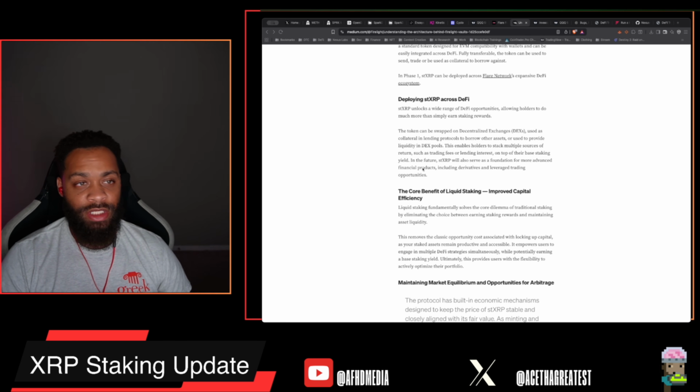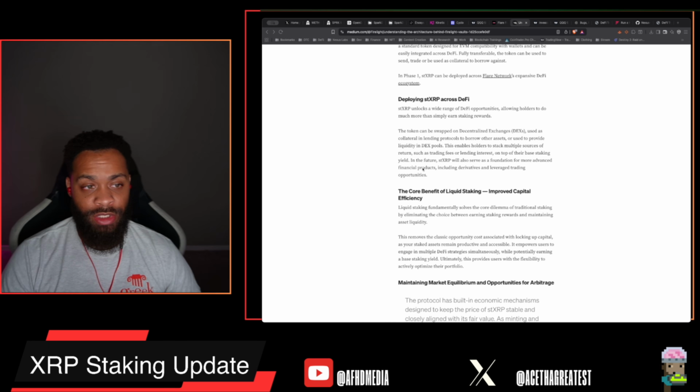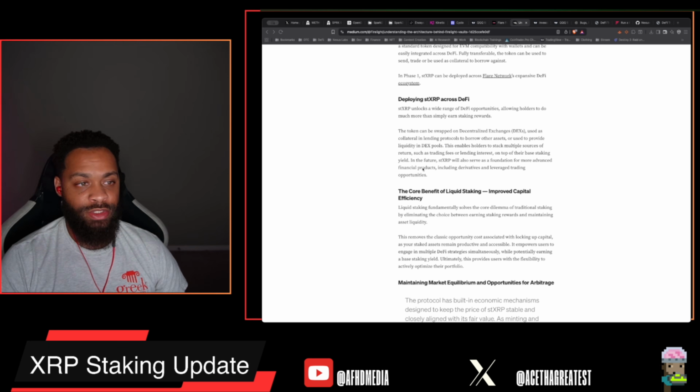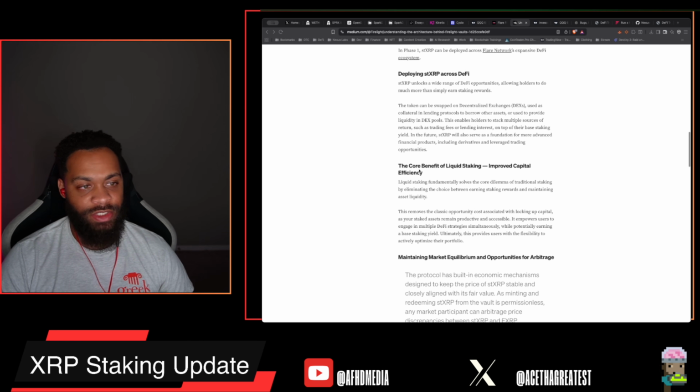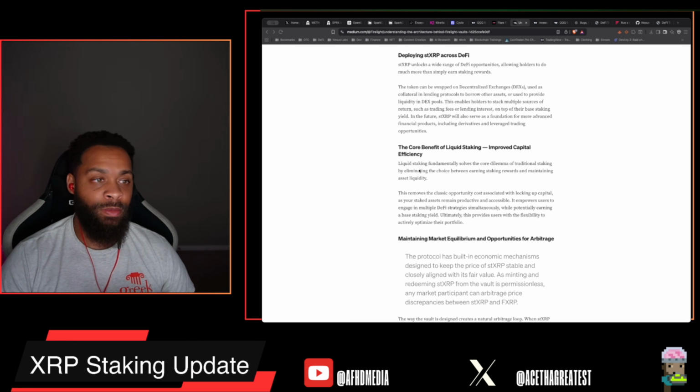It'll be interesting to see if XDeFi implements staked XRP. I'm pretty sure SparkDex is going to support FXRP and staked XRP to be used as collateral in their perps DEX. So we'll just have to see. That's definitely speculation on my end there, but I'd be shocked if they didn't support staked XRP, let alone FXRP. So in the future, staked XRP will also serve as a foundation for more advanced financial products, including derivatives and leverage trading opportunities. So we'll just have to see what those are when they get announced, but it's exciting to see on the horizon.